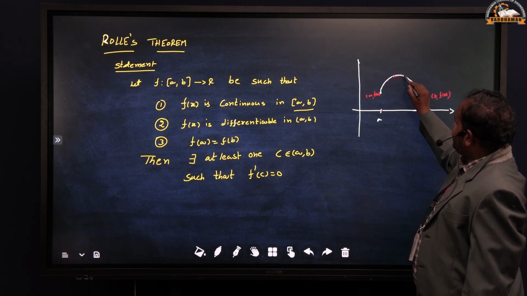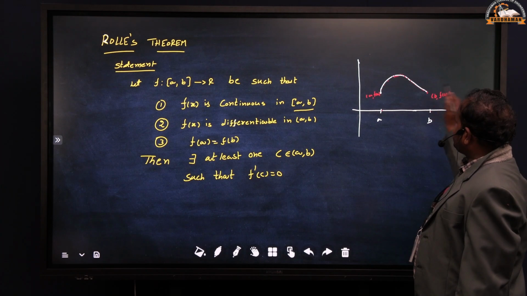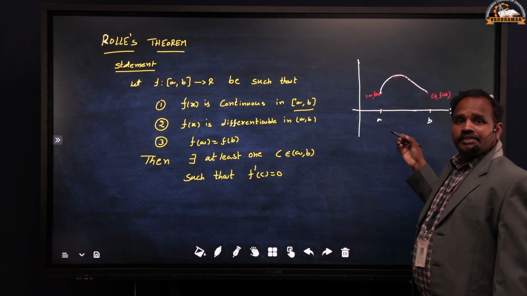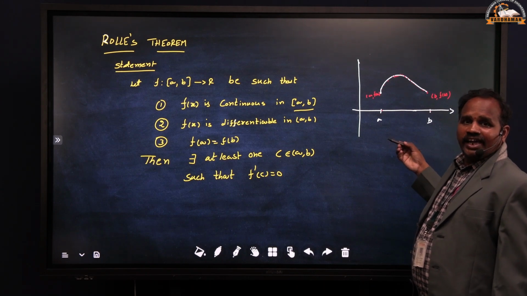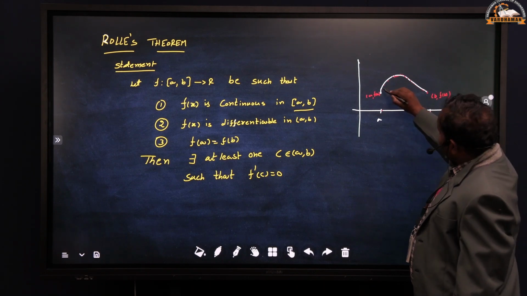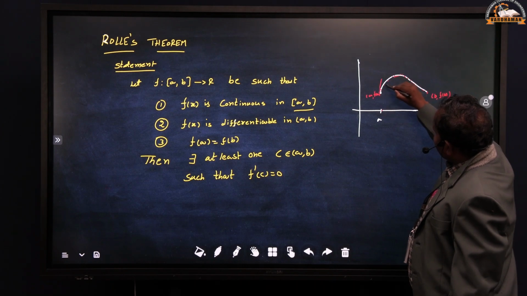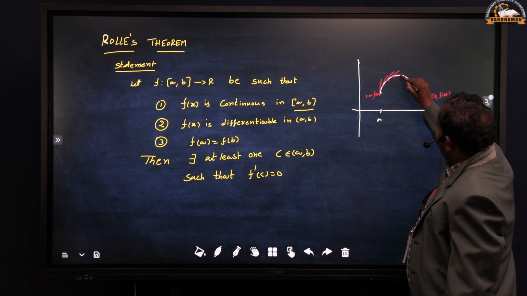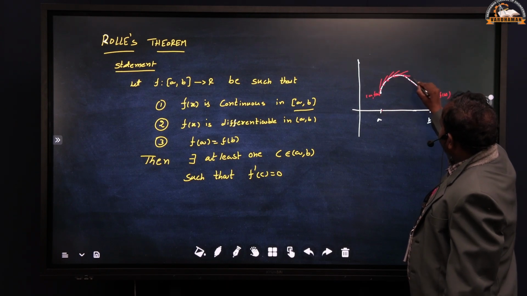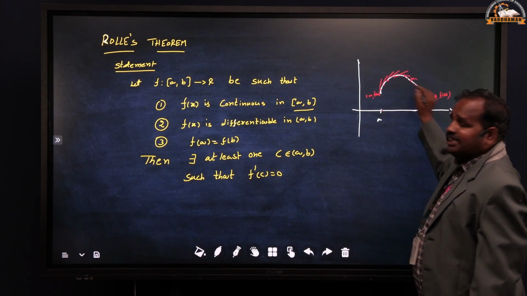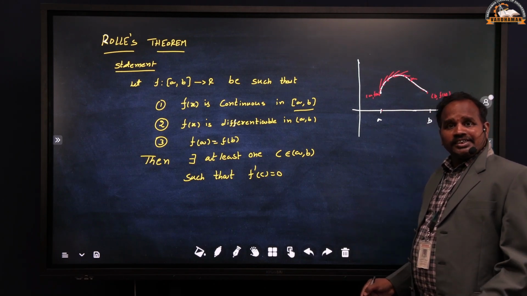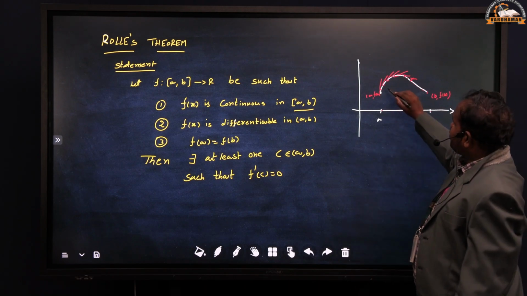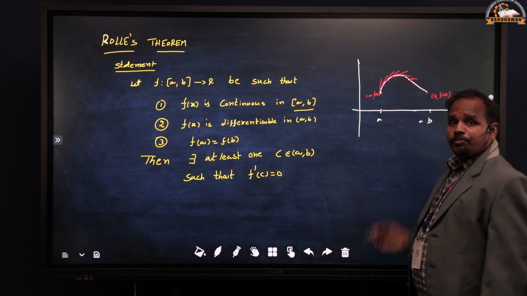So these are all different points on this curve. At each and every point the derivative exists, and then it is known as differentiable. Derivative existing means a tangent exists, because the derivative is nothing but the slope. So this is our second condition. The first condition is that function values exist in this interval. The second condition is that the slope exists at each and every point.